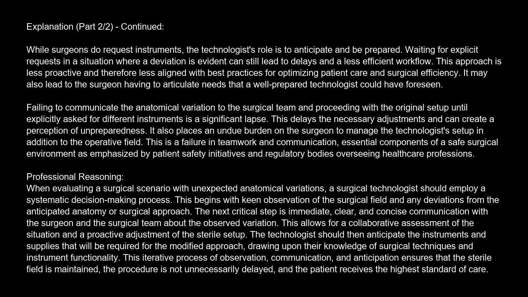Professional reasoning. When evaluating a surgical scenario with unexpected anatomical variations, a surgical technologist should employ a systematic decision-making process. This begins with keen observation of the surgical field and any deviations from the anticipated anatomy or surgical approach. The next critical step is immediate, clear, and concise communication with the surgeon and the surgical team about the observed variation. This allows for a collaborative assessment of the situation and a proactive adjustment of the sterile setup. The technologist should then anticipate the instruments and supplies that will be required for the modified approach, drawing upon their knowledge of surgical techniques and instrument functionality.